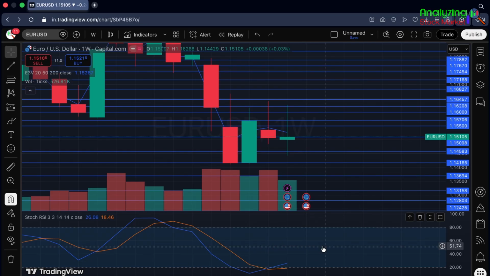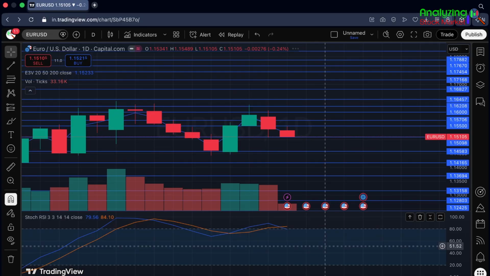But remember, as we always say, we should not only look at RSI or other indicators, we should also look at other factors which move the pair, like any news or important events, and then make a decision according to that data. So now let's mark some important support and resistance zones on a 1-day chart. So yeah, this is a 1-day chart.